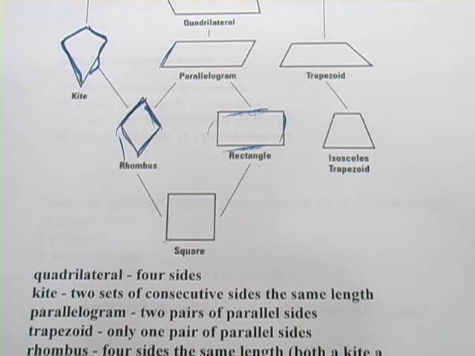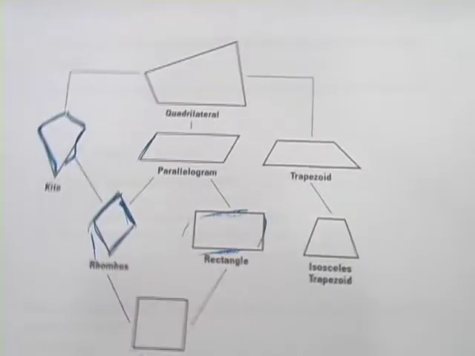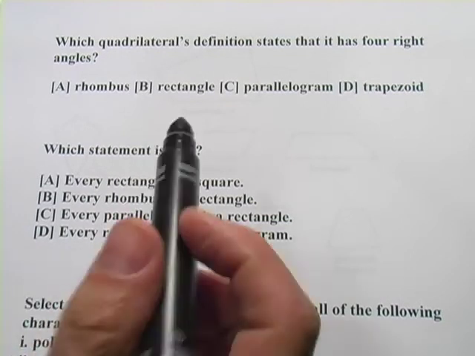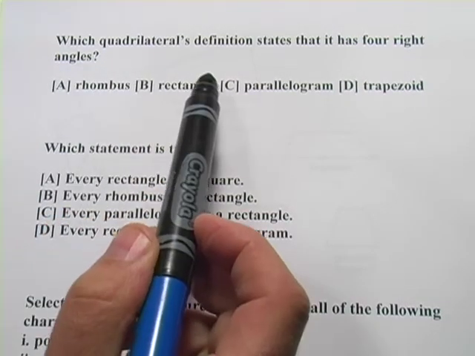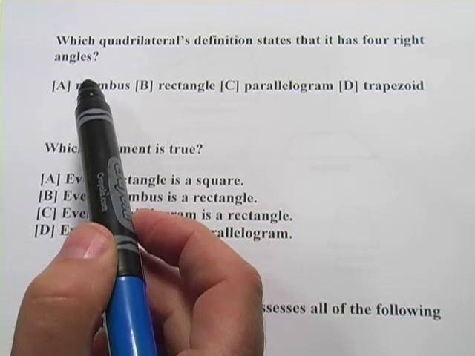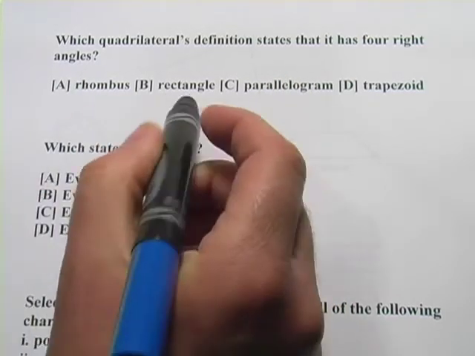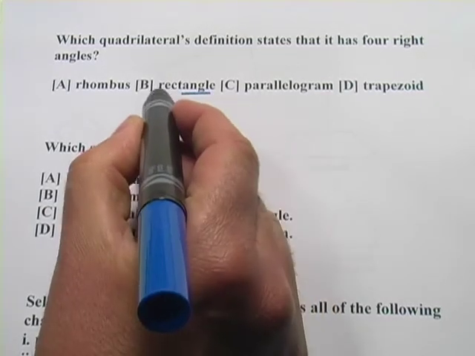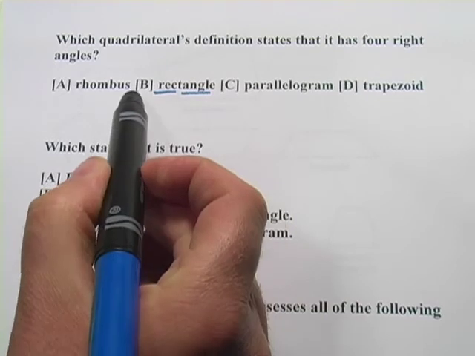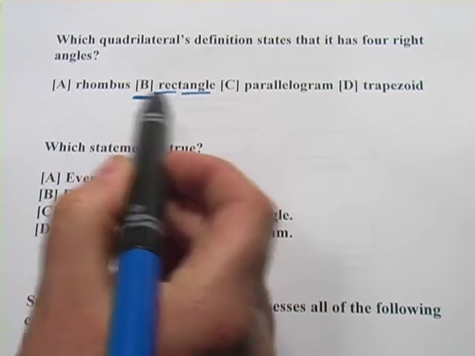So that's a little tour through the family tree. We might have to refer back to it as we work on these problems. Let's see if we can find the right answers for a few of these. This first one says, which quadrilateral's definition states that it has 4 right angles? And we just talked about that one. Actually, it's in the word itself. We have angle and rect. Rect means right. And so the 4 right angle quadrilateral is the rectangle.